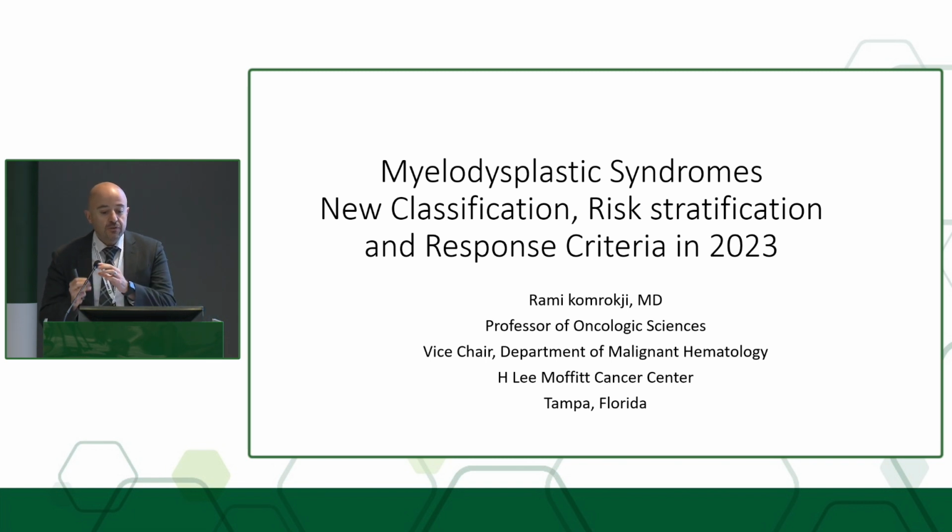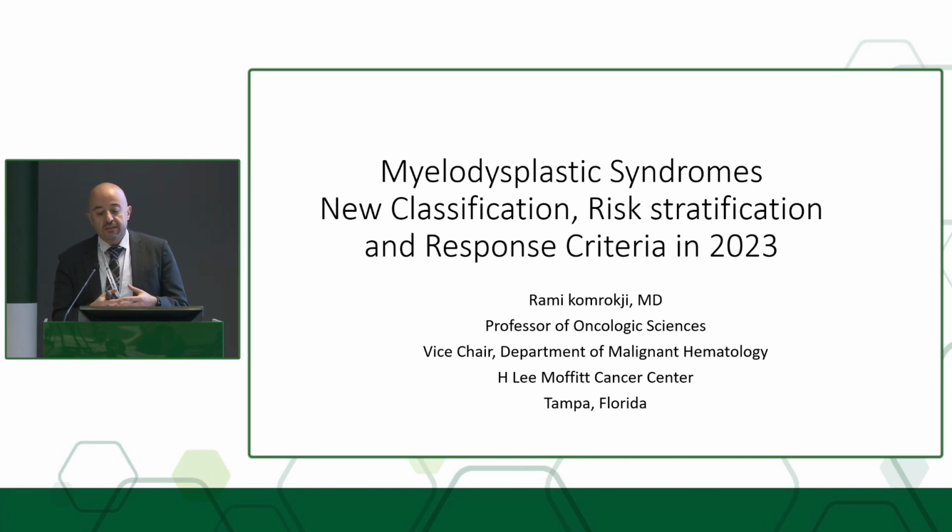So in my first talk, I'm going to be talking about myelodysplastic syndromes classification, risk stratification, and response criteria. As you well know, myelodysplastic syndromes are a group of neoplastic stem cell diseases characterized by bone marrow failure, a tendency to progress to acute myeloid leukemia in almost 1/3 of the cases. However, the majority of the patients unfortunately die from complications of the disease.